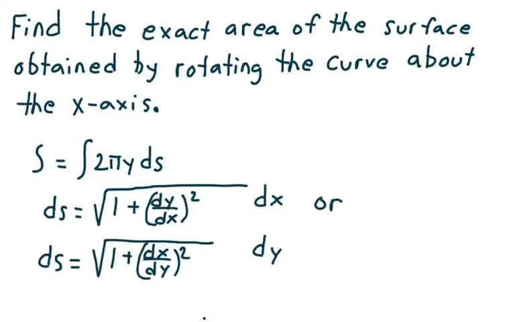The directions say to find the exact area of the surface obtained by rotating the curve about the x-axis. The formula is S equals the integral of 2 pi y ds, where if y is a function of x, then ds is the square root of 1 plus (dy/dx) squared dx. And if x is a function of y, then ds is the square root of 1 plus (dx/dy) squared dy.